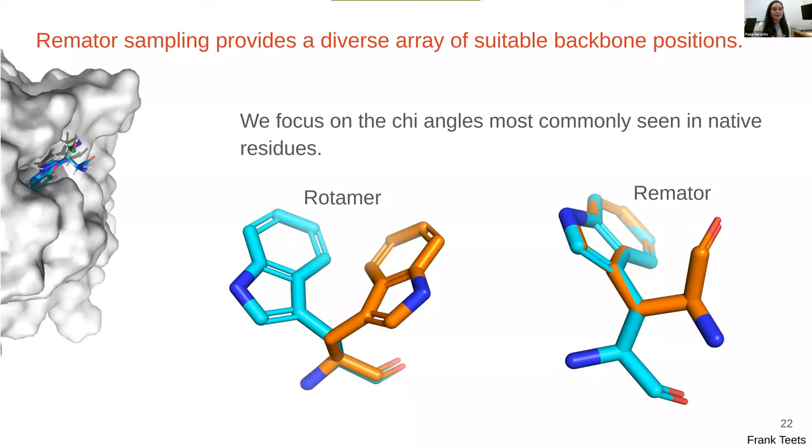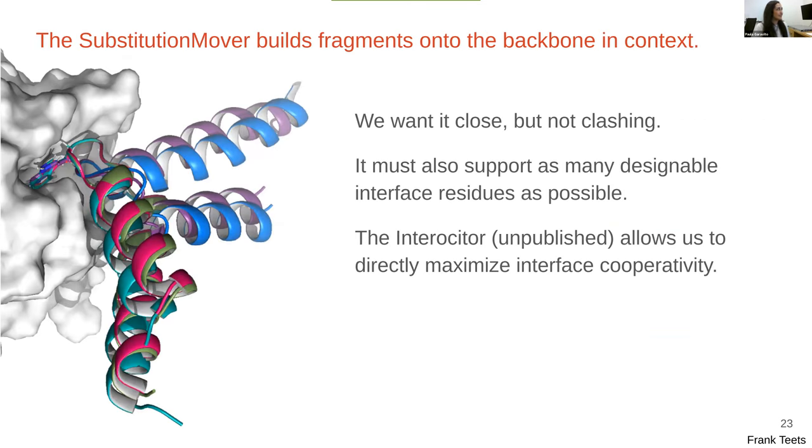And then from there, once we found these ideal spaces, we can start adding the structural fragments to it. This was a really exciting thing, because as soon as we started doing this, we realized that we could start adding fragments. Then Frank also generated a substitution mover that is able to build these fragments on the backbone while still keeping the tryptophan in the loop, as you can see right here.